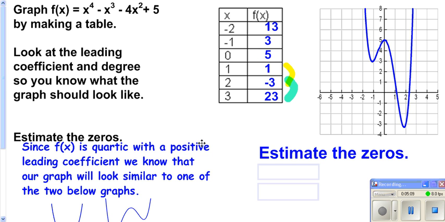Now we want to estimate the zeros. You'll see it crosses near 1, but not exactly at 1. It's between 1 and 2 that it crosses. You'll also notice between 1 and 2, you go from 1 above to 3 below, so it's got to cross. Also looking at your graph, you see from between 2 and 3, it crosses. Looking at your chart, you'll see at 2 you're below, at 3 you're above, so you know you got to cross in between.